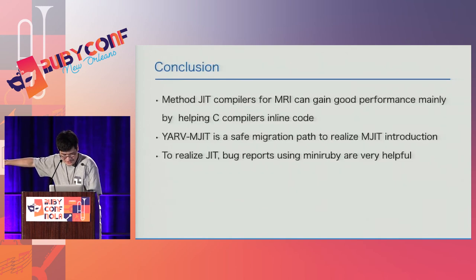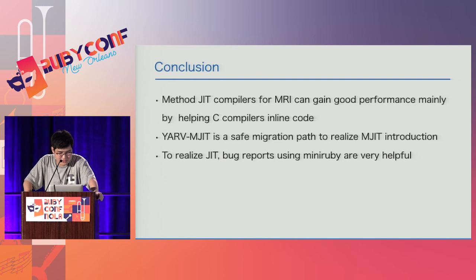I published this. So, conclusion: a method JIT compiler for MRI can gain good performance by inlining, and YARV MJIT is a safe migration path to realize MJIT. I want to realize a JIT compiler. To realize JIT, bug reports using MiniRuby are very helpful. That's all, thank you.